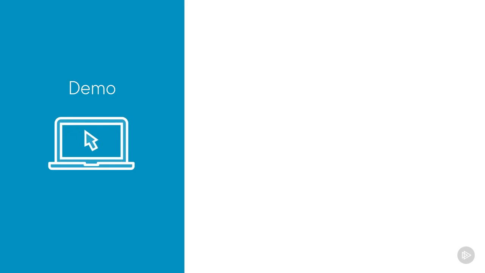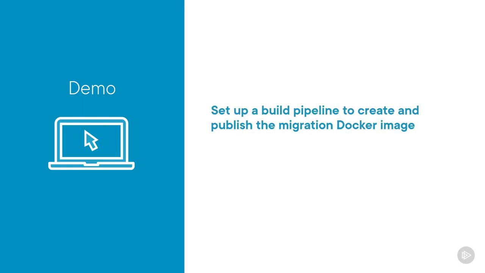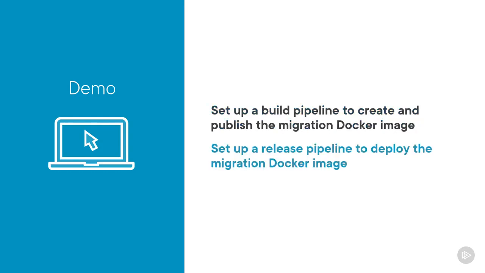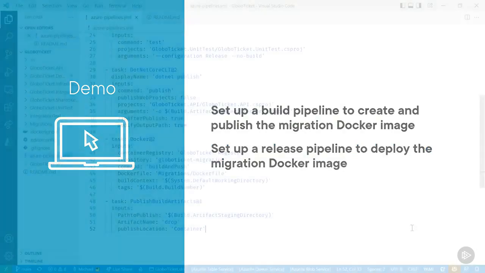Carlos is going to set up Azure DevOps to build and release database migrations. His first step is to set up a build pipeline that creates the migration bundle as a Docker image. This build will push the image to the Azure Container Registry. And that will set him up for the next step, which is to create a release pipeline to deploy the migrations to the target environment.